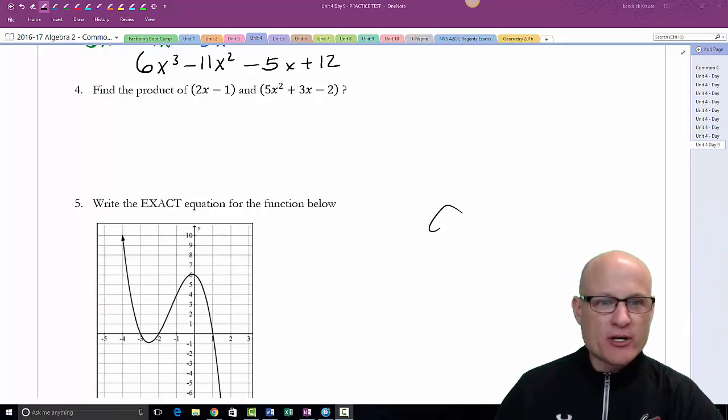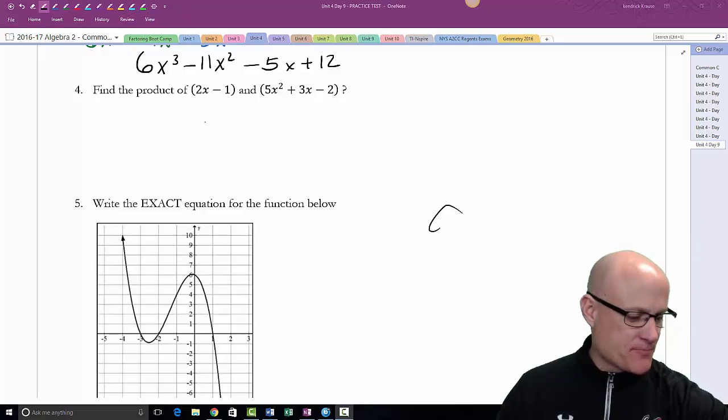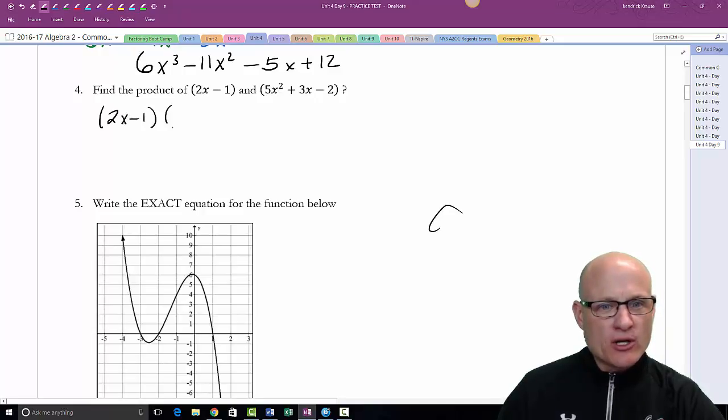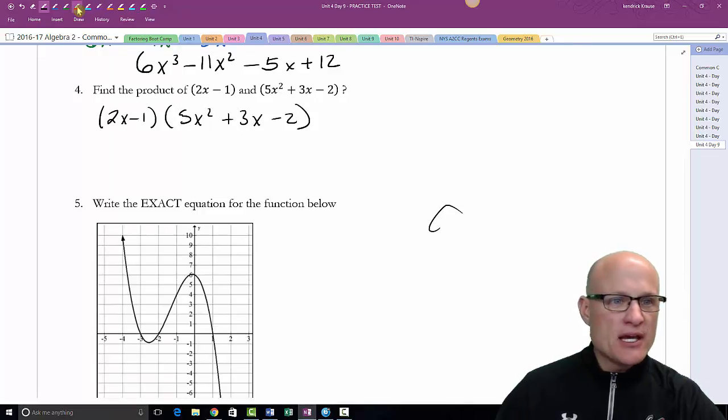All right, let's check this out. We're going to multiply again. Product again. So we're going to take this 2x minus 1, and we're going to multiply it by 5x squared plus 3x minus 2. And we're going to double distribute.